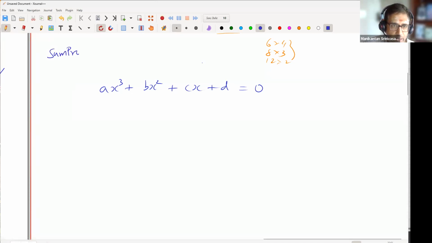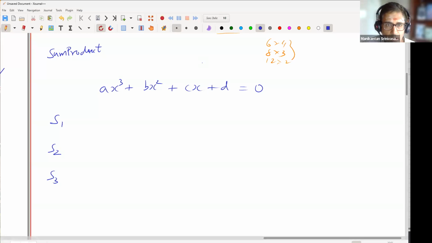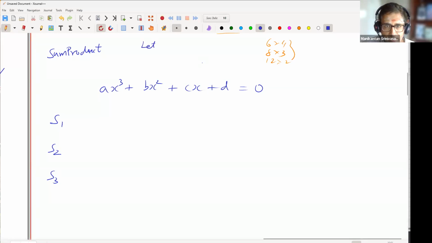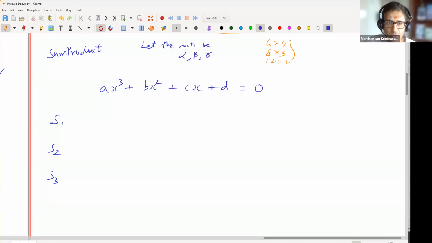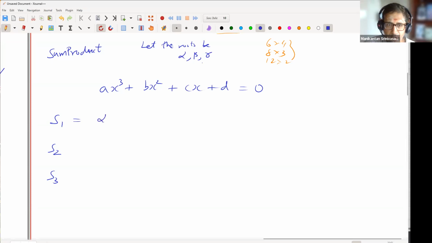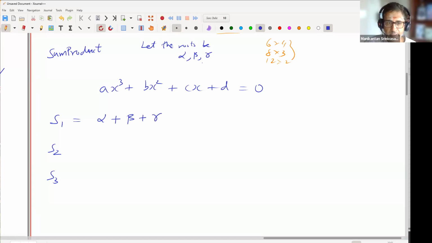So what do you mean, the sum product? So you can find something called S1, S2, and S3. Okay. So let the roots be alpha, beta, and gamma. There are 3 roots, right? So S1 stands for the sum of the product of the roots taken one at a time. So if you take one at a time, there's no product at all, right? So literally, it's just the sum. So alpha plus beta plus gamma, right?